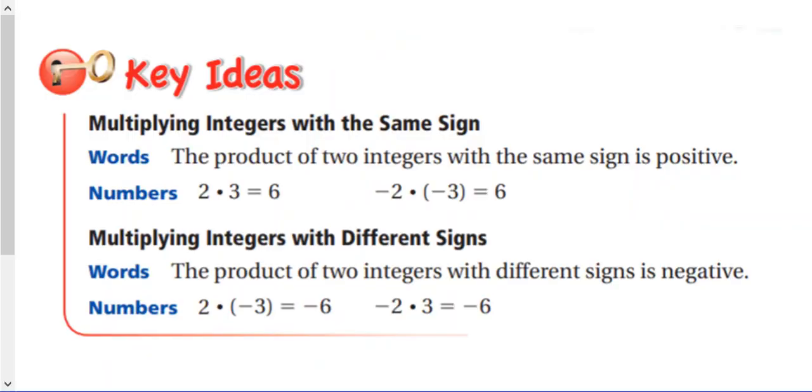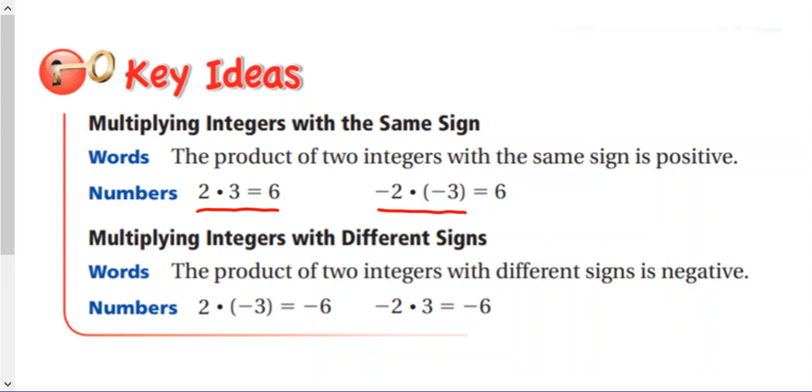All right, so here's our key idea for the lesson. In words, the product of two integers with the same sign is positive. And you can see 2 times 3 gives us a positive 6. A negative 2 times a negative 3 will also give us a positive 6.